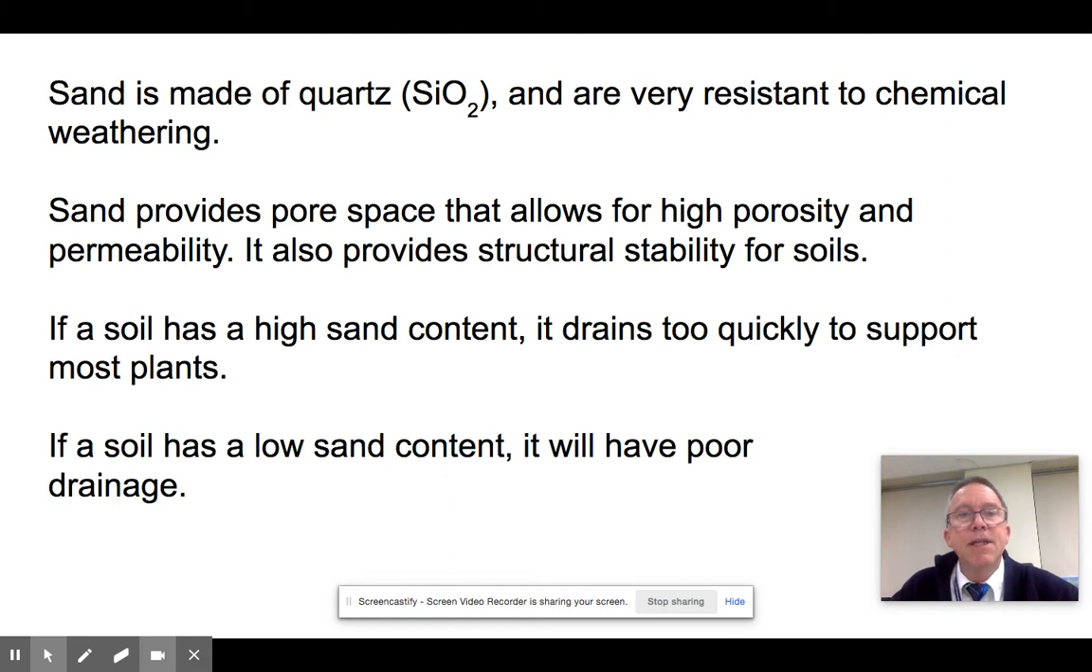So the deal is, if soil has a high sand content, it's going to drain too quickly. Think beach. If it has a low sand content, then it's not going to drain very well. Think mud. You're going to have water. It's going to be waterlogged.